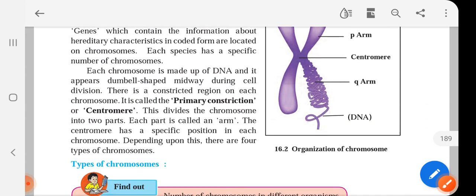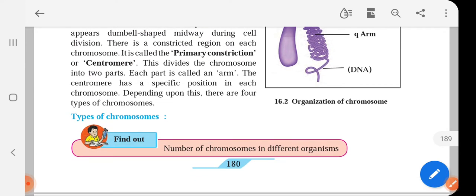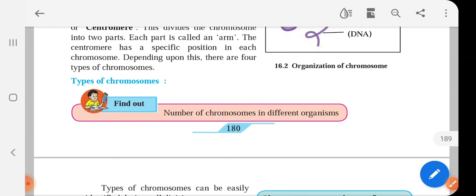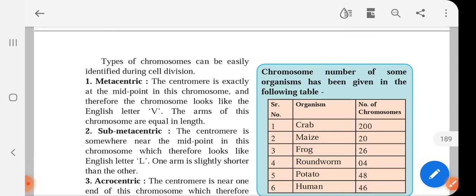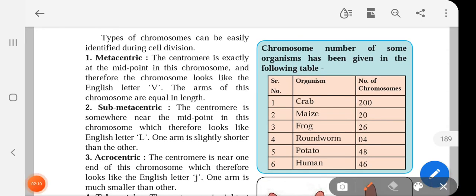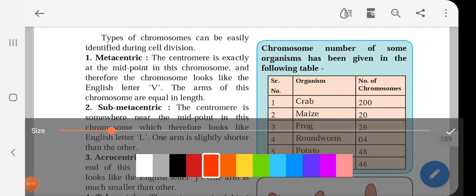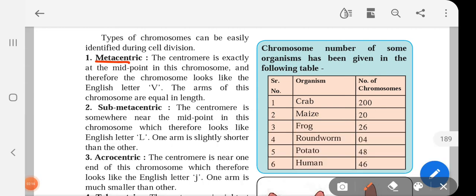Okay, moving ahead. The centromere has a specific position in each chromosome. Depending upon this, there are four types of chromosomes. So let us discuss the types of chromosomes. Number 1, metacentric chromosome. The centromere is exactly at the midpoint in this chromosome, and therefore the chromosome looks like the English letter V. The arms of this chromosome are equal in length.